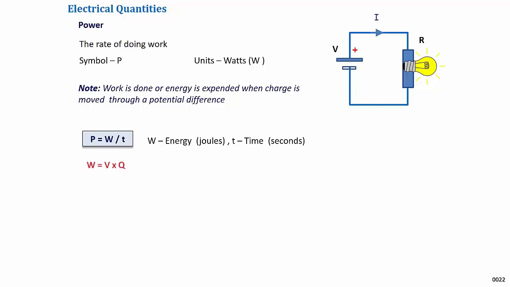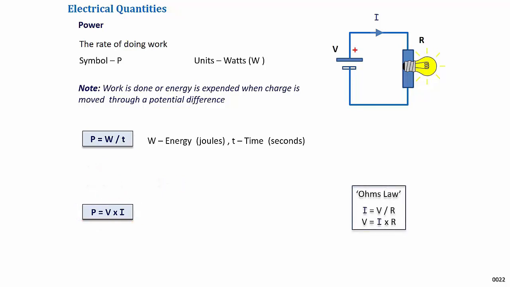By using the previously discussed relationships, we know that energy can be re-expressed as voltage times charge. When this is substituted into the equation, it can be seen that charge divided by time can be replaced by current. Hence, power can be re-expressed as voltage times the current.